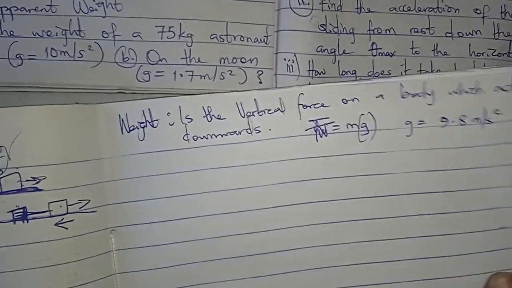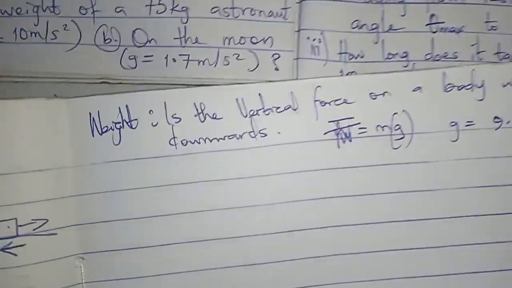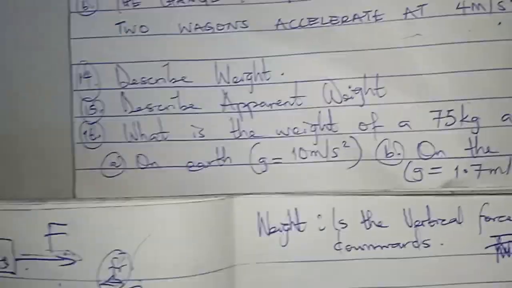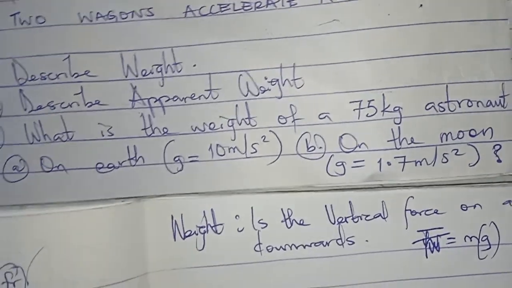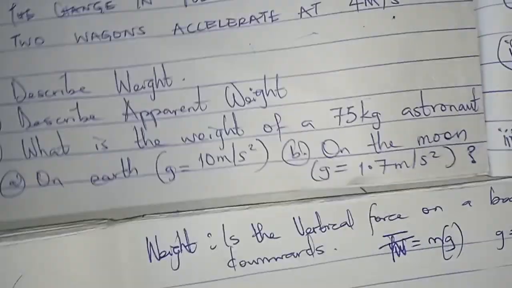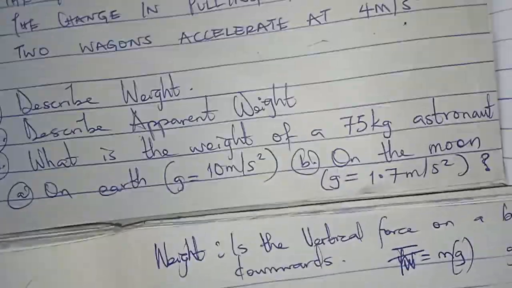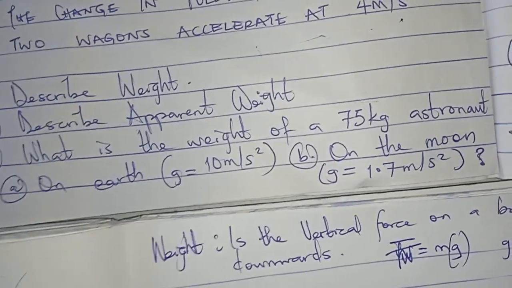So they say describe apparent weight. Apparent weight is mass. It is the amount of matter contained in a body. When you go and say, I'm going to check my weight, that thing you're checking is not your weight, it is your mass.